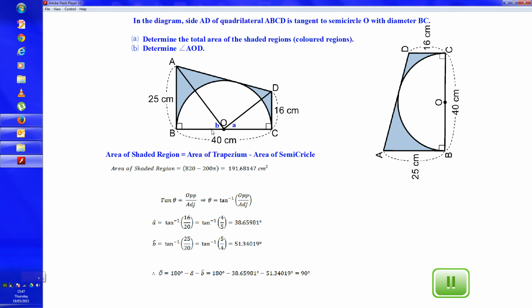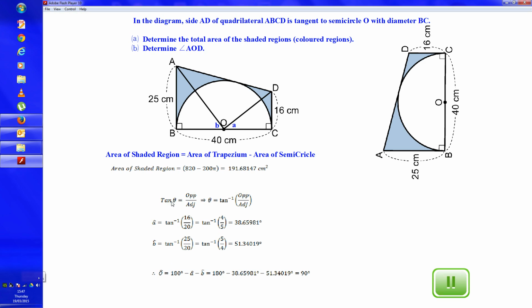In order to do that, we need to work out the angle A and the angle B and subtract it from 180 degrees. Angles on a straight line add up to 180 degrees. So our semicircle, as we know, is 180 degrees in the center out of 360. So once we know that property, we can determine our angle O. Let's work out angle A first.